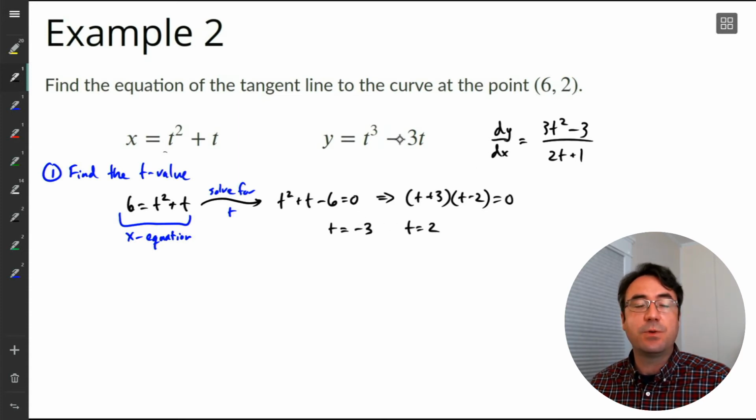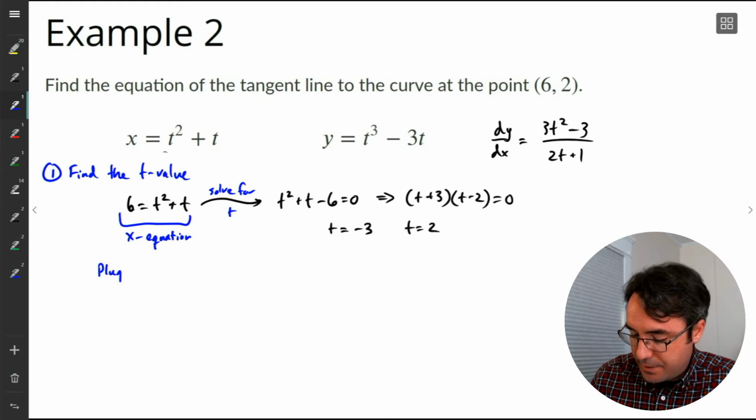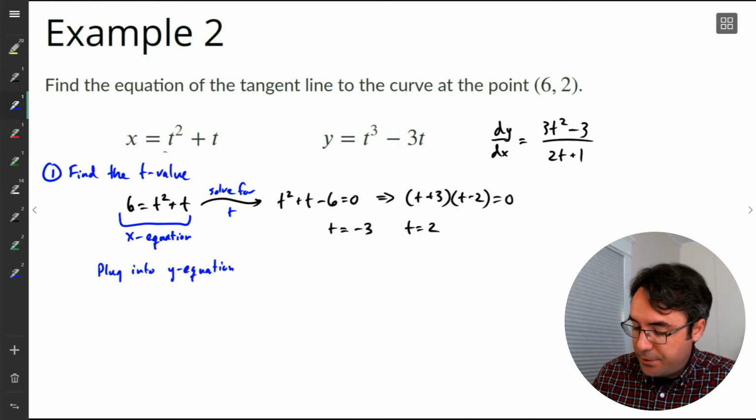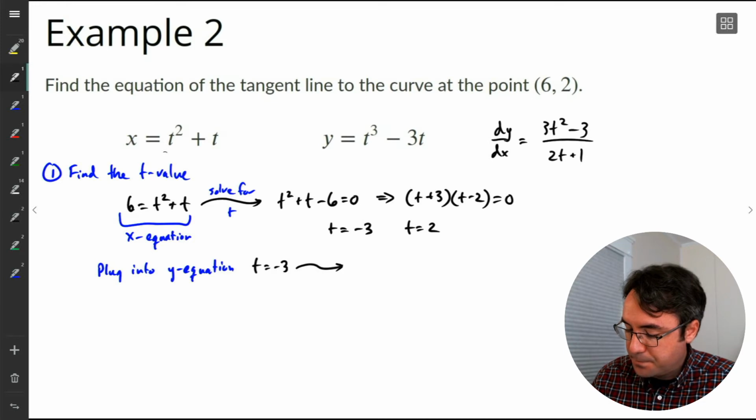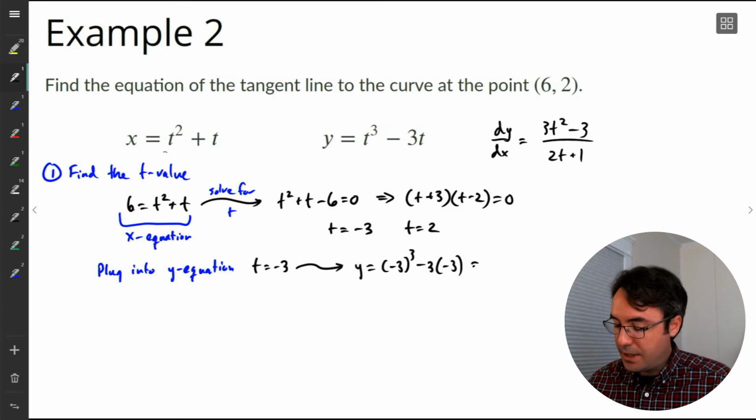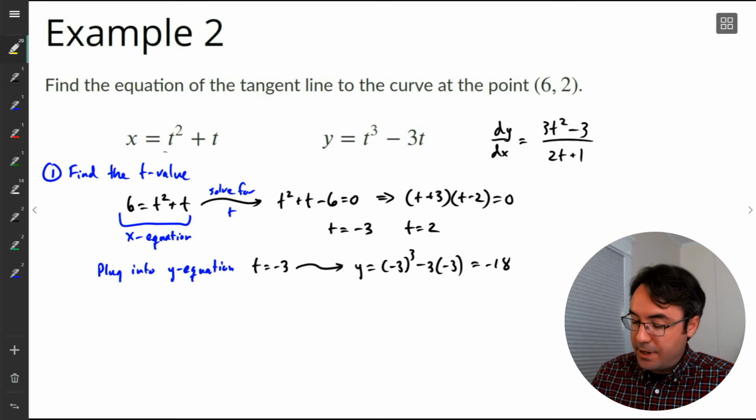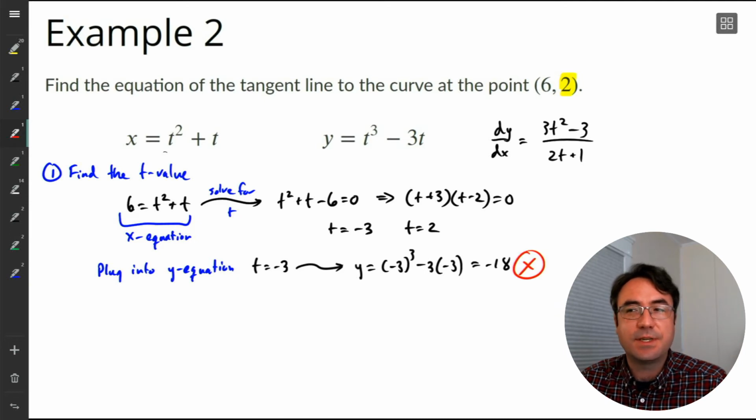So we can just plug these t values into our y equation and see what we get. Let's take -3 and plug that into our y equation. We're going to get y is equal to (-3) cubed minus 3 times (-3). If we do the arithmetic here, this will be -27 plus 9. We're going to end up with -18. And if we look at our y coordinate, which is 2, definitely not -18. So at time -3, we're actually at the point (6, -18).